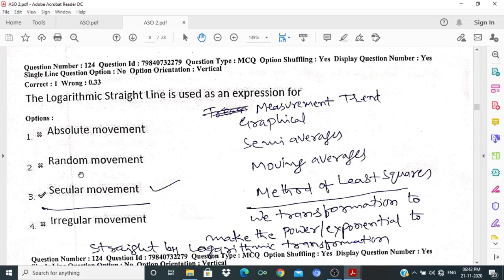The logarithmic straight line is used in an expression for this secular movement.